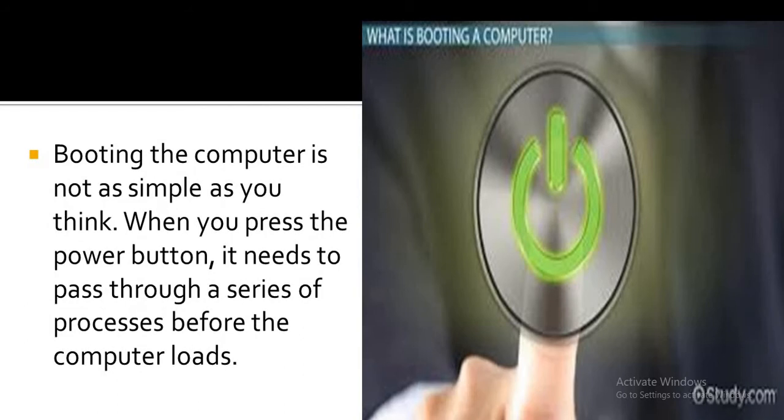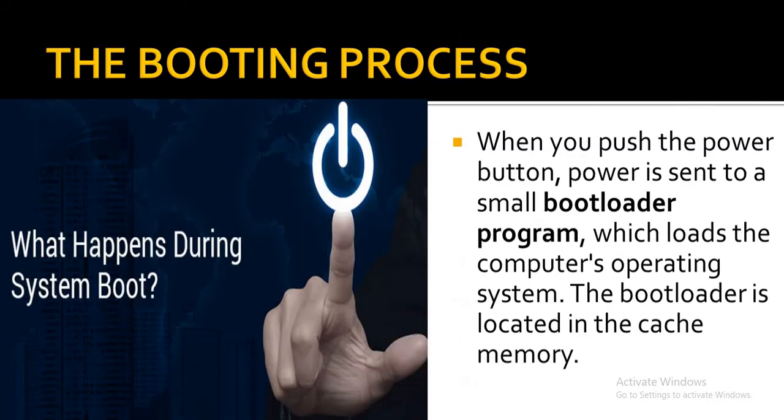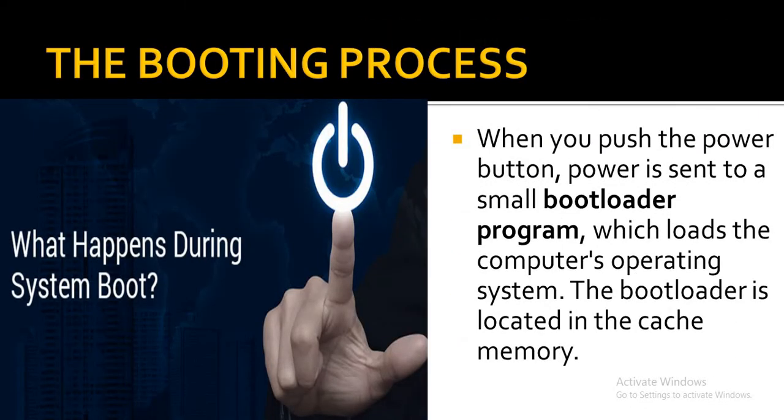Booting the computer is not as simple as you think. When you press the power button, it needs to pass through a series of processes before the computer loads. When you push that power button, the power is sent to a small bootloader program. This bootloader program helps to activate all the different sections of the booting process, which loads the operating system. The bootloader is located at the cache memory.